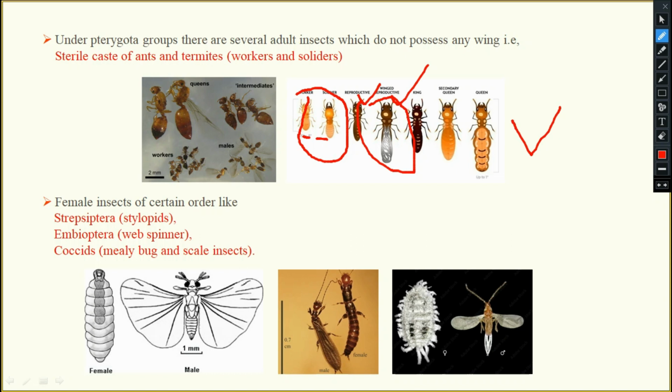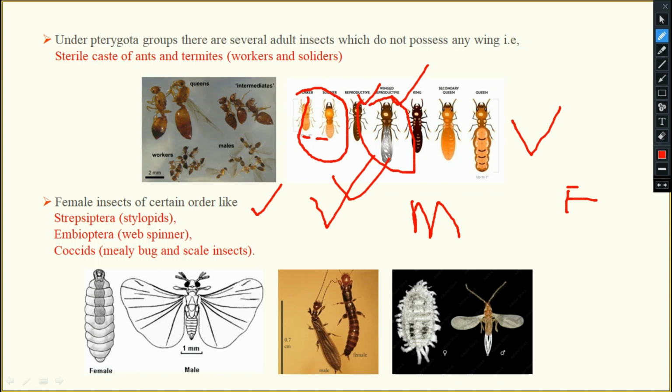Some insects are also there where sexual dimorphism will be there. What is sexual dimorphism? Some characters are there which distinguish between male and female. Suppose I ask, in case of mosquito, what is the sexual dimorphism character? Sir, antenna. Very good. In case of male mosquito, which type of antenna? In case of female mosquito, which type? Male mosquito is plumose, female mosquito is pilose.